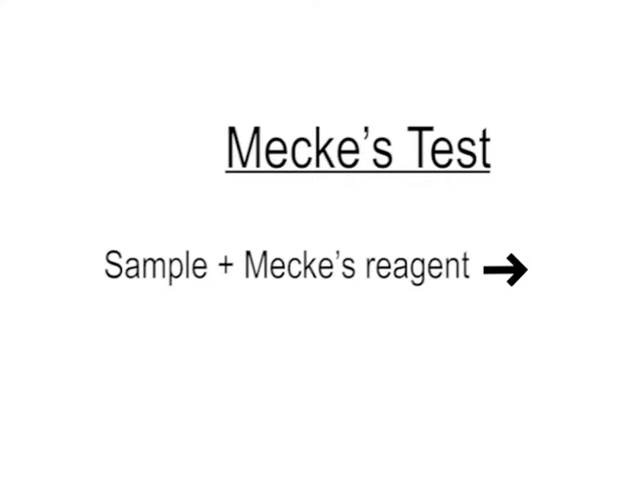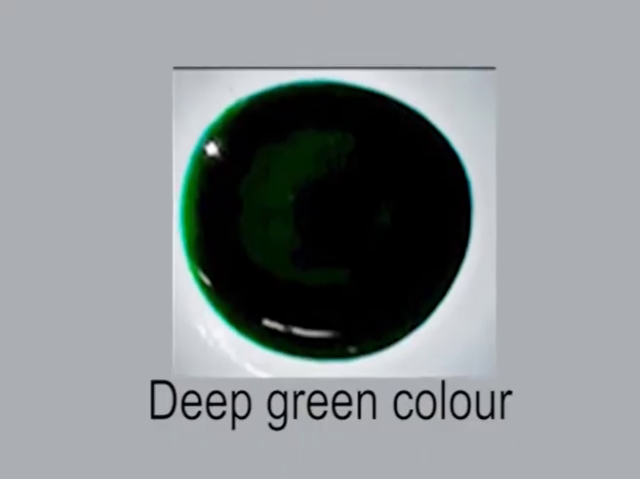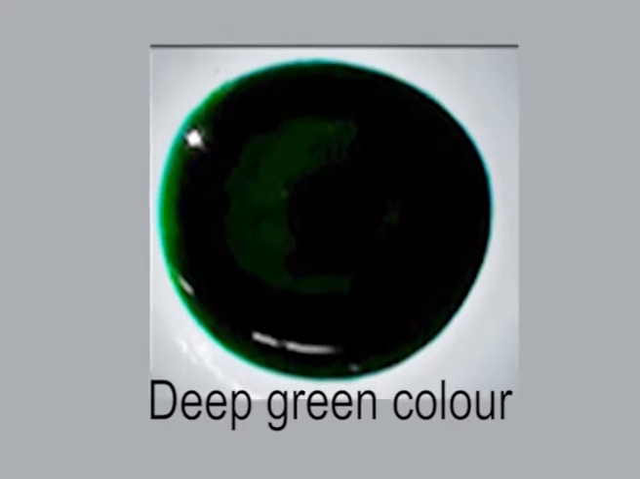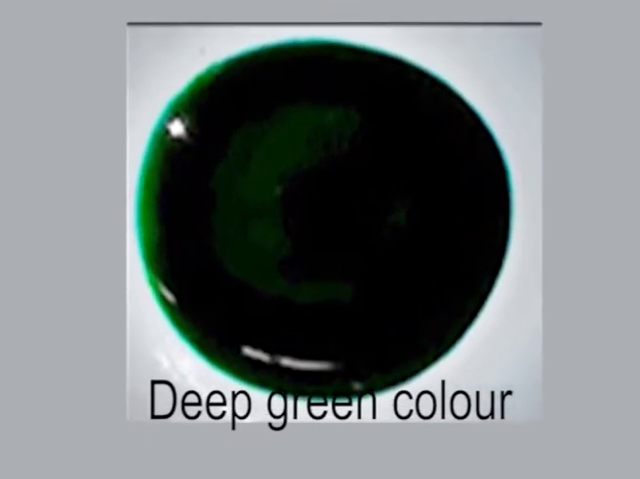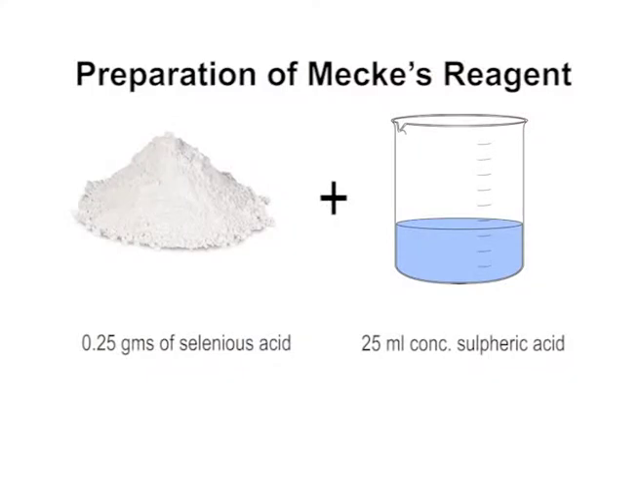Next test is Mecke's test. Take a small amount of suspected sample on a spotting plate and add a few drops of reagent. The appearance of deep green color indicates the presence of heroin. Preparation of Mecke's reagent: 0.25 grams of selenious acid is dissolved in 25 ml of concentrated sulfuric acid.